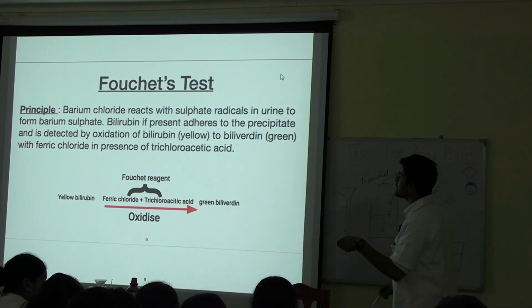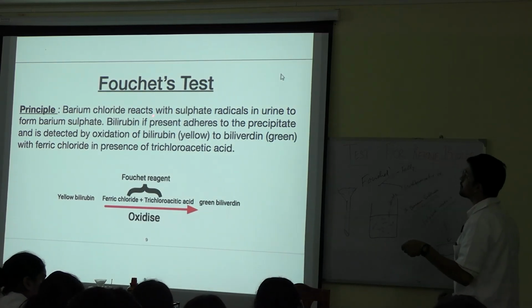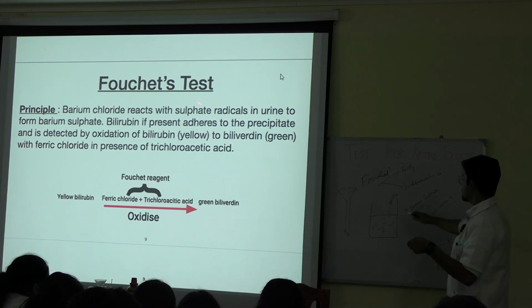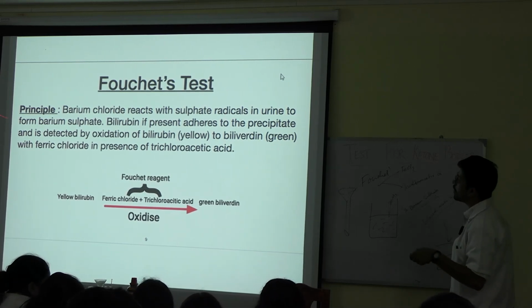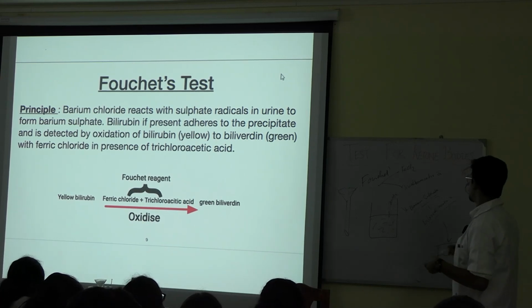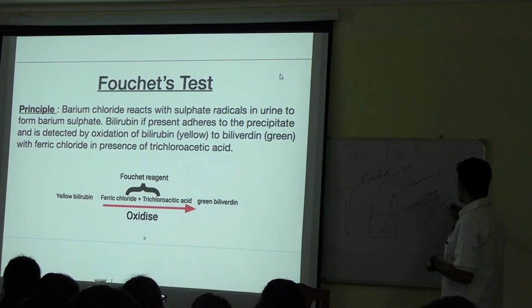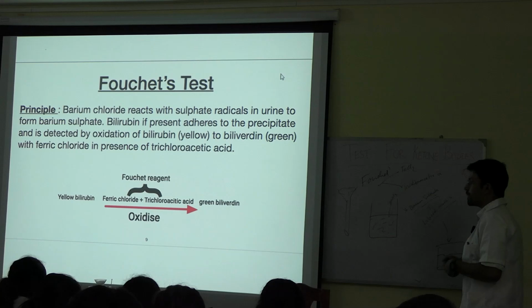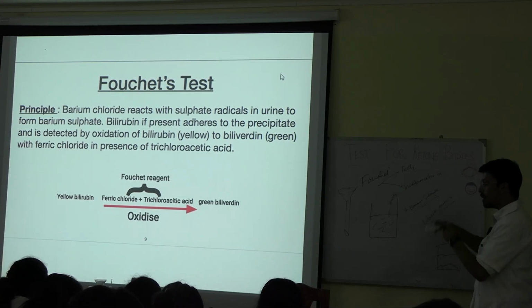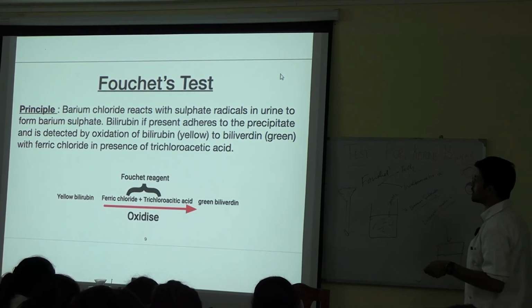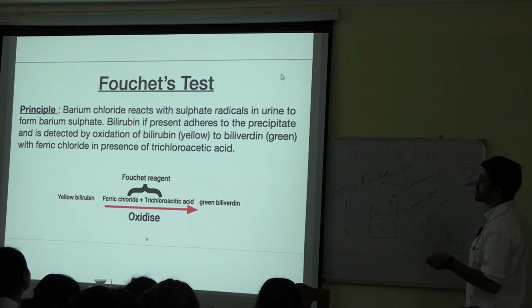So the principle, whatever was written over there: barium chloride reacts with the sulfate radicals in the urine and forms barium sulfate. If bilirubin is present, it adheres to the precipitate. As soon as I add the glacial acetic acid, it will form the precipitate at the bottom of the test tube. Once we get there, it is detected by the oxidation of the bilirubin.